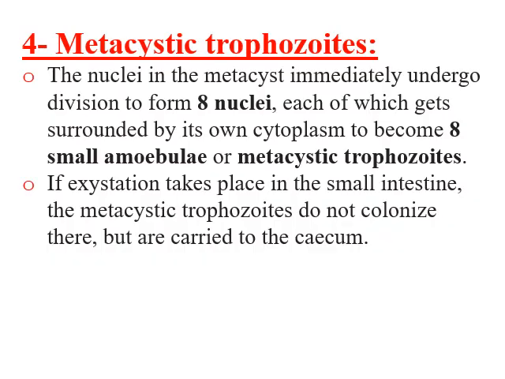The fourth stage is the metacystic trophozoite. The nuclei in the metacyst immediately undergo division to form 8 nuclei, each of which gets surrounded by its own cytoplasm to become 8 small amoebulae, or metacystic trophozoites. If excystation takes place in the small intestine, the metacystic trophozoites do not colonize there, but they are carried to the cecum.